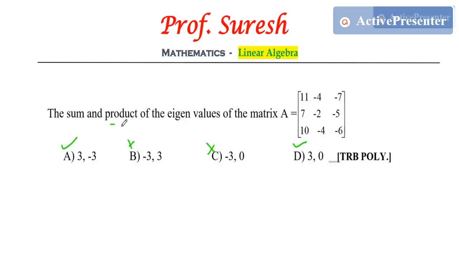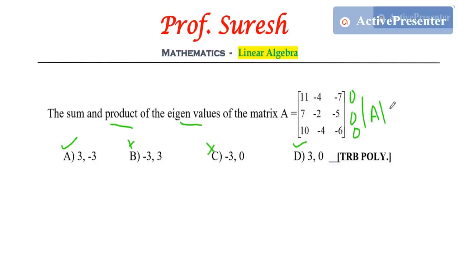And then the product of the eigenvalues. The product of the eigenvalues is nothing but the determinant of A. See here, I give a shortcut. Instead of finding the determinant, add the first 3 elements column-wise, 11 minus 4 minus 7, you get 0. And then the second also you get 0: 7 minus 2 minus 5, 0. Third also 0. If the sum of each row is 0, then 0 must be an eigenvalue of the matrix.